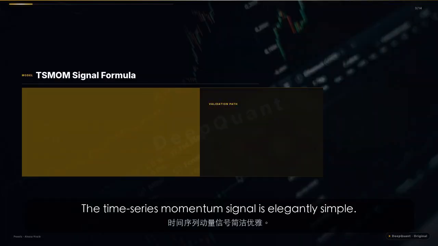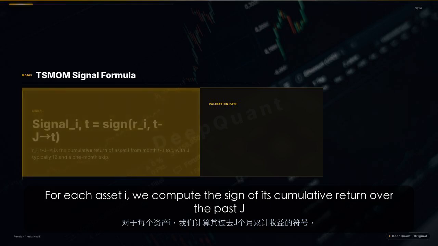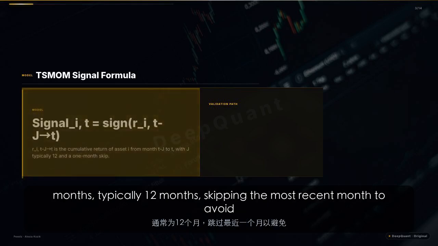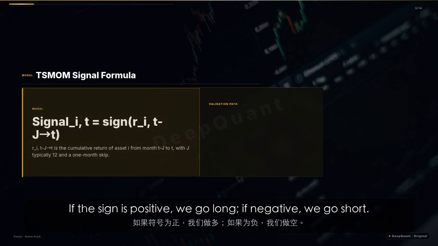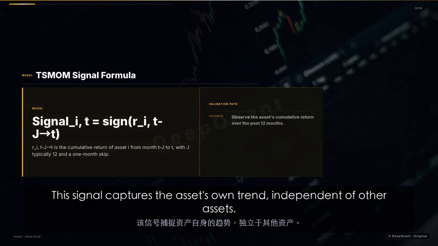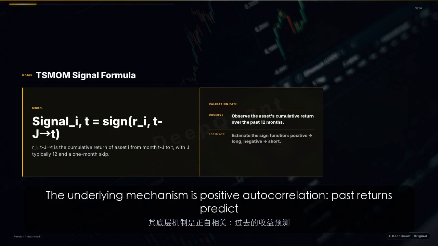The time series momentum signal is elegantly simple. For each asset i, we compute the sign of its cumulative return over the past J months, typically 12 months, skipping the most recent month to avoid short-term reversal. If the sign is positive, we go long; if negative, we go short. This signal captures the asset's own trend, independent of other assets.